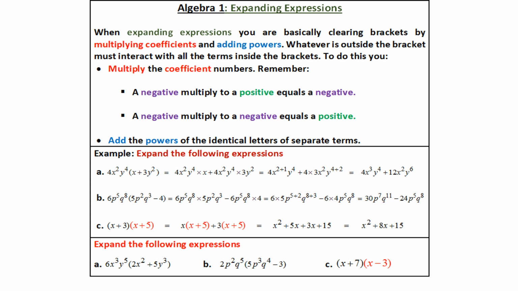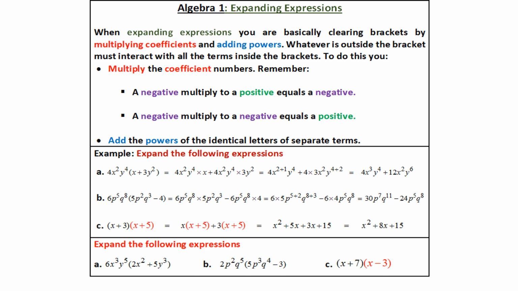Now when you're multiplying 4x squared y to the 4 by 3y squared, you have to add the powers of the y's now, because you must add the powers of the same letters, identical letters. So y to the 4 times y to the 2 will give you 4 plus 2, which is 6. So your final answer is 4x cubed y to the 4 plus 12, because you must multiply the coefficients. 4 3s are 12, x squared y to the 6.